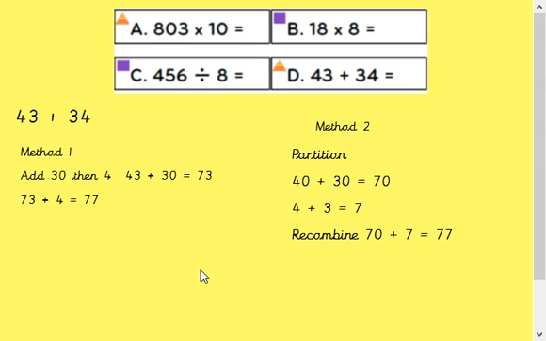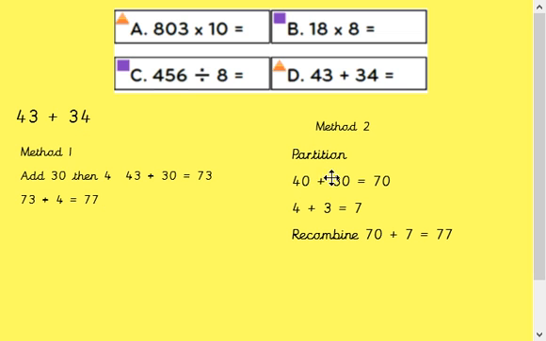Finally this morning, we've got 43 plus 34. Method 1, I might want to add 30 onto 43. So I might say 53, 63, 73, and then add my 4 on, which makes 77. So that's thinking about counting that way.